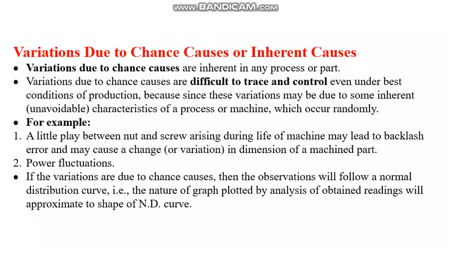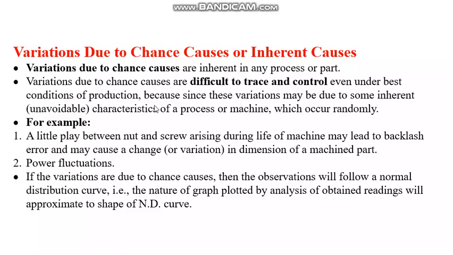Variations due to chance causes are difficult to trace. See, this is the characteristic of such kind of causes. Chance causes are difficult to be traced, whereas assignable causes are easy to trace. Because it is difficult to trace, you cannot trace, how will you be able to control? You cannot control.